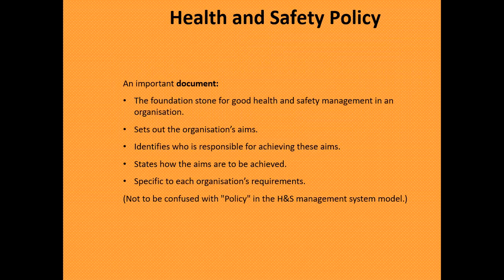What are the organization's aims relating to health and safety? Identify who is responsible for achieving these aims. In the health and safety policy, they mention who is responsible to achieve these goals and how these goals are to be achieved, like the allocation of resources and who is responsible for all this, specific to each organization's requirement. Health and safety is specific for each organization.